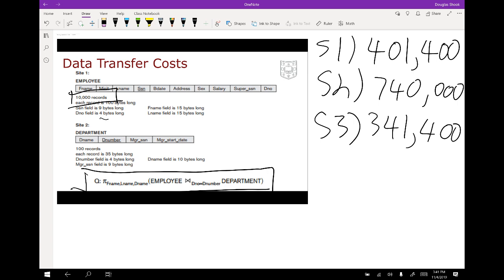Yes? Can you explain sending to site 2 again? Why are we multiplying the 40 by 10,000? There will be 10,000 records in the results of the join. I expect every employee to have a department. So if I think about what the result set looks like, it's going to be one row for each employee, and we said that one row is 40 bytes, so I get 400,000.